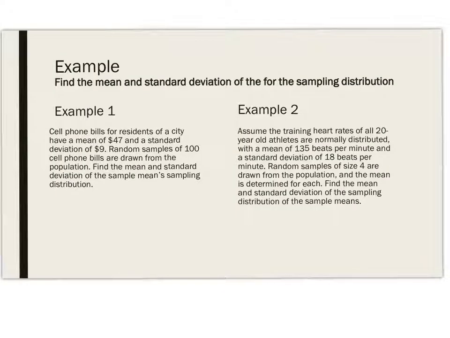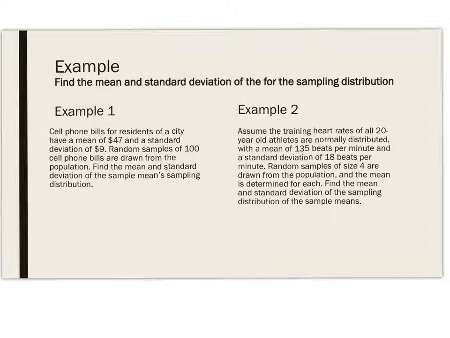We're going to find the mean and standard deviation for the following sampling distributions. Example 1 says cell phone bills for residents of a city follow an approximately normal distribution, with a mean of $47 and a standard deviation of $9. Random samples of 100 cell phone bills are drawn from the population. Find the mean and standard deviation of the sample mean sampling distribution.